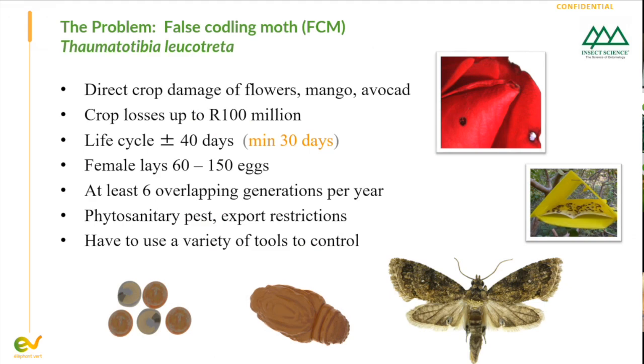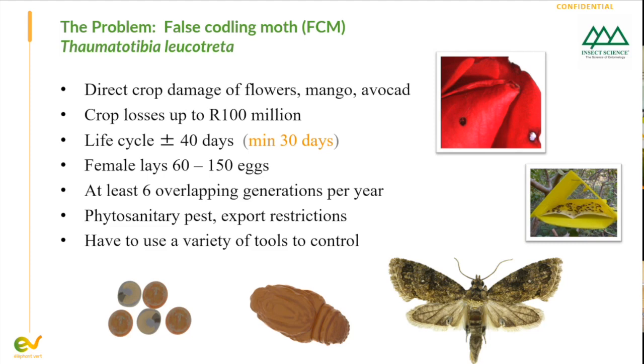So today for false codling moth, it is quite an important pest because it does direct crop damage to flowers, mangoes, avocados, and about 56 other cultivated fruit and vegetables. I don't even know that many, so you can almost assume that FCM is almost on anything that has a fruiting body. It also creates a lot of damage. In South Africa, it can lead to about 100 million rands worth of damage every year, just based on its direct crop damage. But we lose many more millions because we're not able to export fruit to other countries.